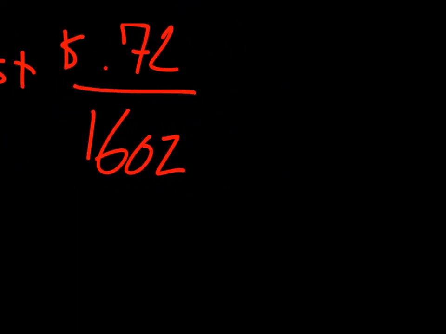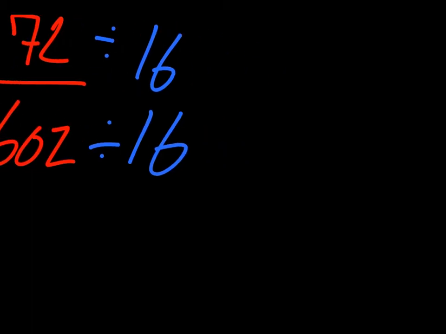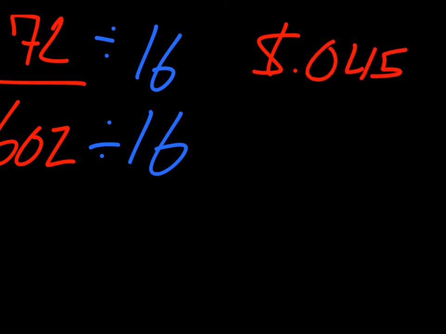So if you have the cost being 72 cents, but 16 ounces, all you do is you divide the numerator and the denominator by 16, because we want to get a unit rate. If you plug 0.72 divided by 16 into your calculator, you would get 0.045, right? Per ounce, specifically per 1 ounce.